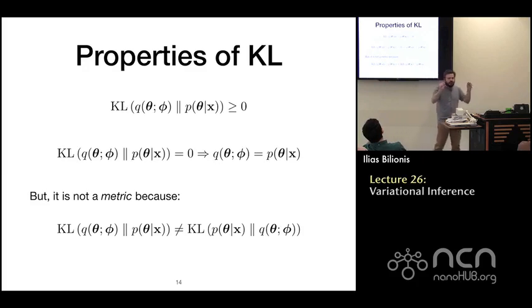But if you make them both 0, then you have a guarantee that the results match, the two distributions match. And that's why we don't call it the Kullback-Leibler metric, we call it the Kullback-Leibler divergence. Okay?